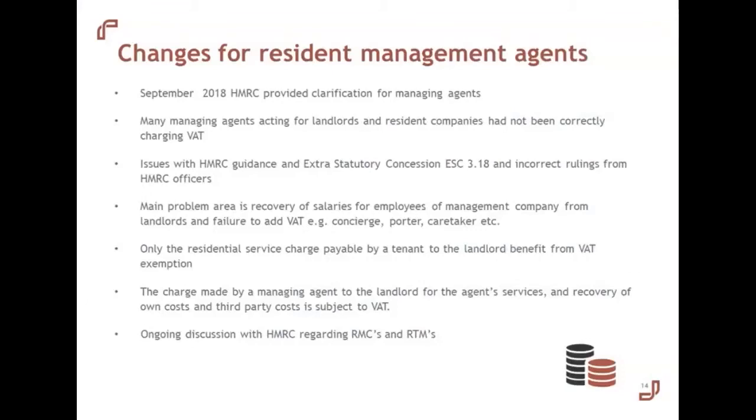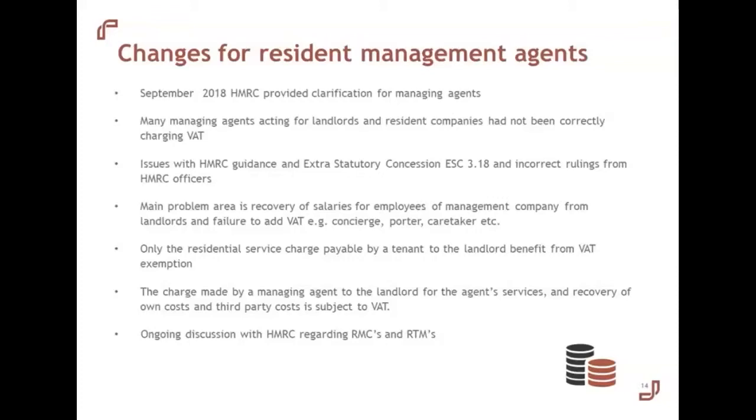About two years ago now, ARMA, the Association of Residential Managing Agents, approached me to point out that there was an unlevel playing field in the market, insofar as a number of managing agents did not appear to be accounting for VAT correctly on their management charges. We approached an HMRC policy team, and after some time they agreed with us, and last September HMRC provided clarification for managing agents. There was no change of rules, but it was clarification of what the existing rules were.